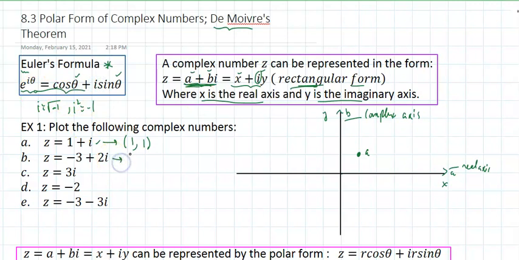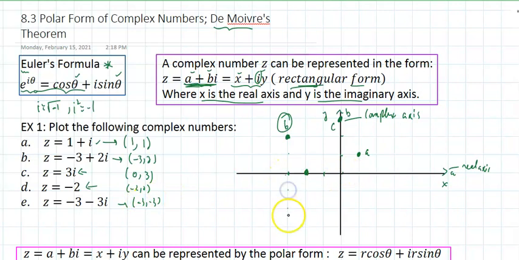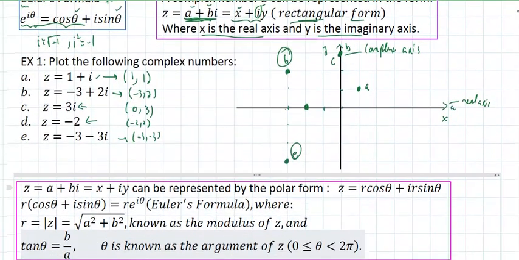How about this right here? Well, this is really the point -3, 2. Point b is right there. c is at -3i, no x, 3 in y, and this is really -3, -3. The key in all of these three sections is to plot the point.